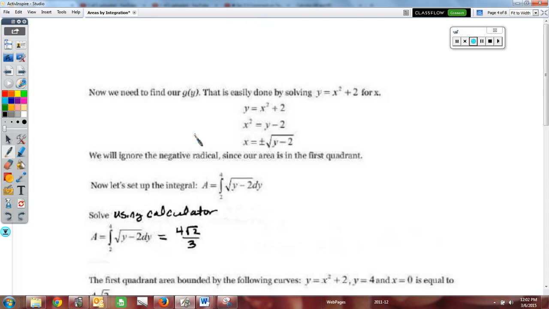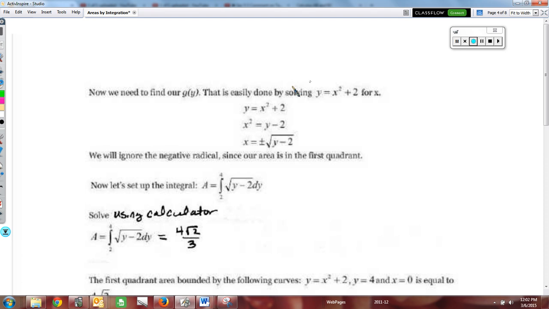And I believe I have this on the next page. All right, so here's our work again. We solved for x. We ignore the negative because it doesn't matter. And notice we're now going from a y of 2 to a y of 4. The x is our height. That's our function of y. And then my dy is my width.